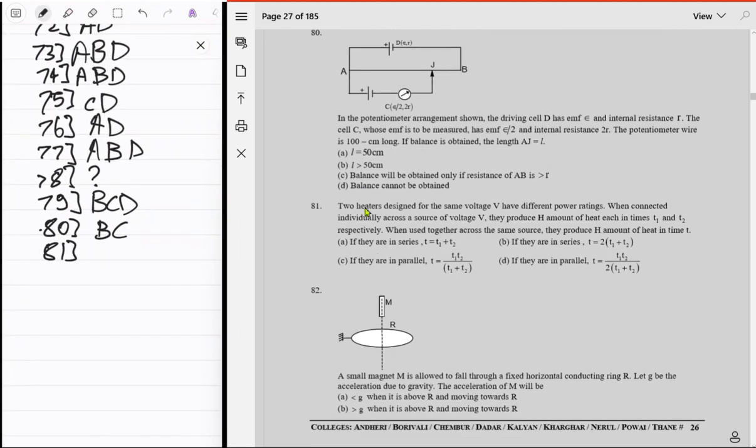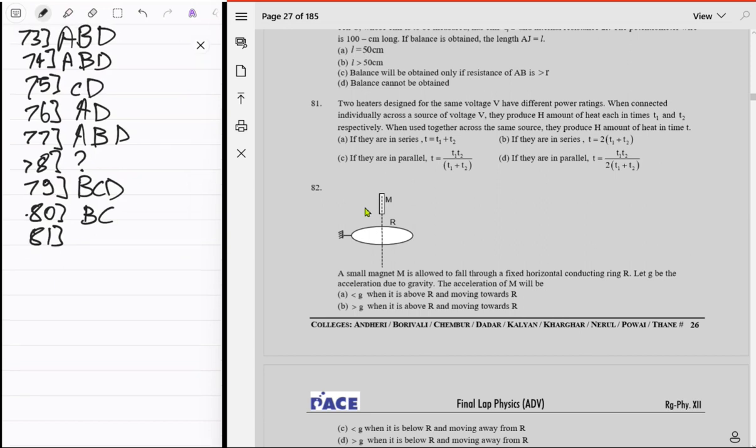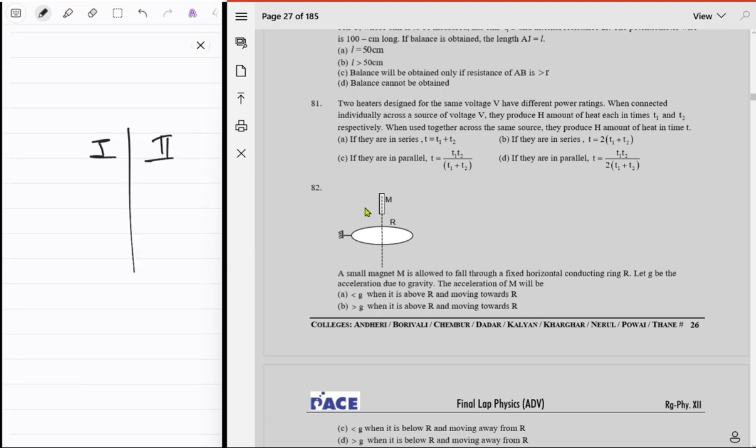81: two heaters designed for the same voltage V, with different power ratings. When connected individually across a source of voltage, they produce H amount of heat in times T1 and T2. When used together across the same source, they produce H amount of heat in time T. Individually across a source of V they produce H in T1. So the power will be V times I, just V square upon R. Okay, let's call these heaters 1 and 2.